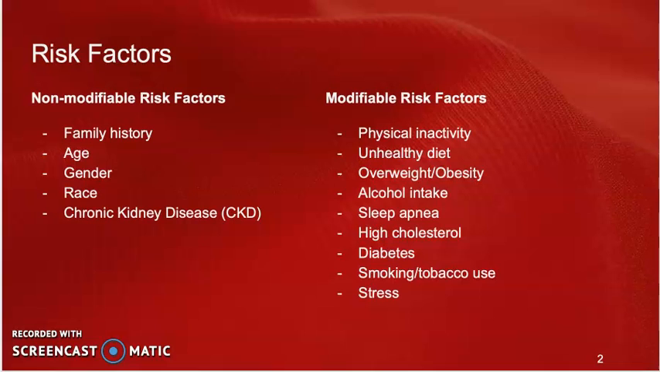Overweight and obesity increases risk for hypertension because extra weight places increased strain on the cardiovascular system. Excessive alcohol intake on a regular basis can dramatically increase blood pressure. Other modifiable risk factors are sleep apnea, high cholesterol, diabetes, smoking, and stress. Stress can contribute to high blood pressure itself, but can also lead to these other behaviors on the list that increase the risk even further, such as smoking and poor diet.